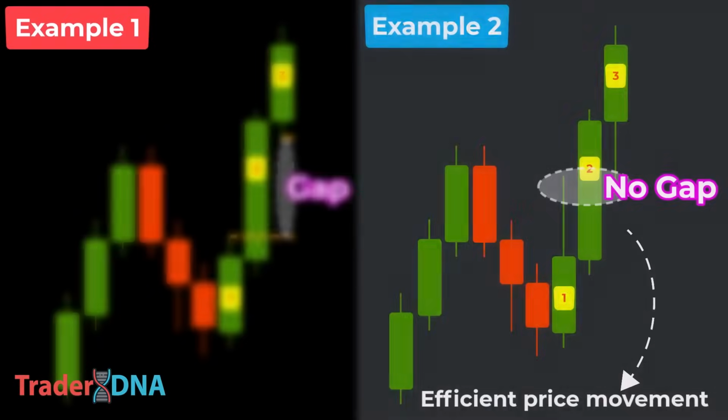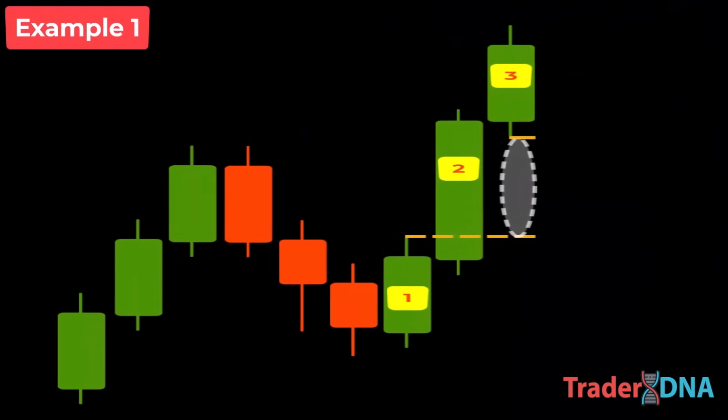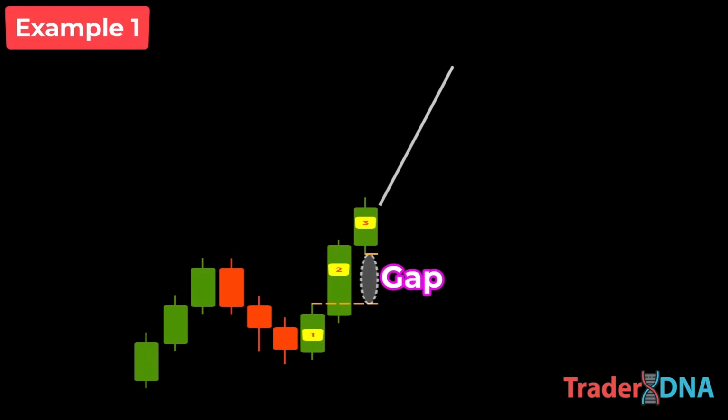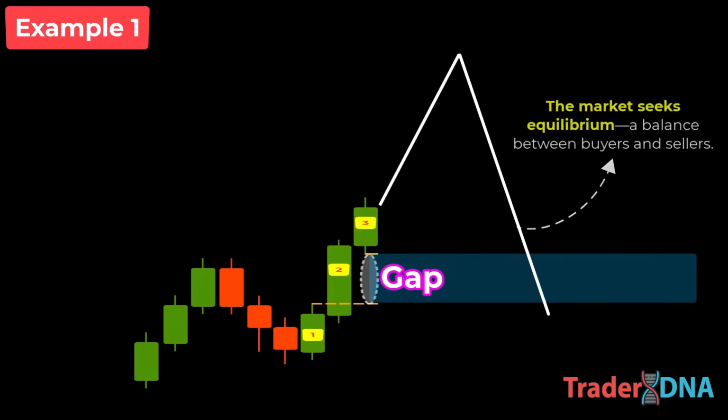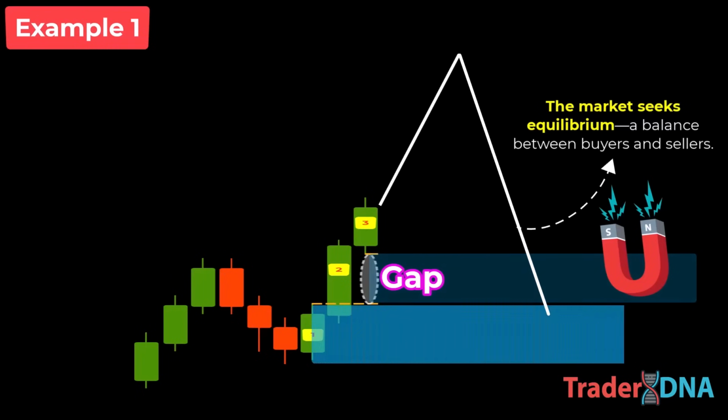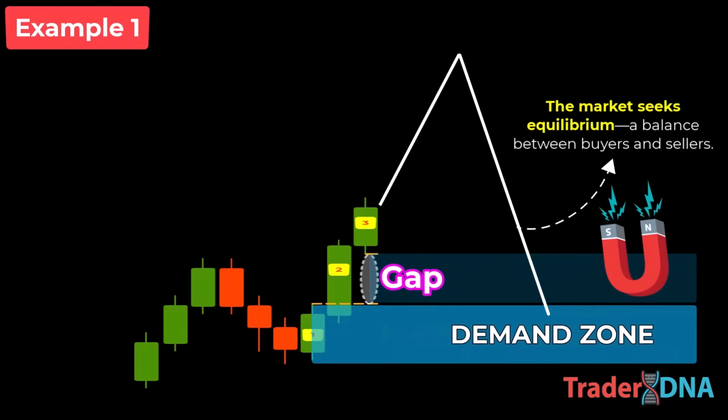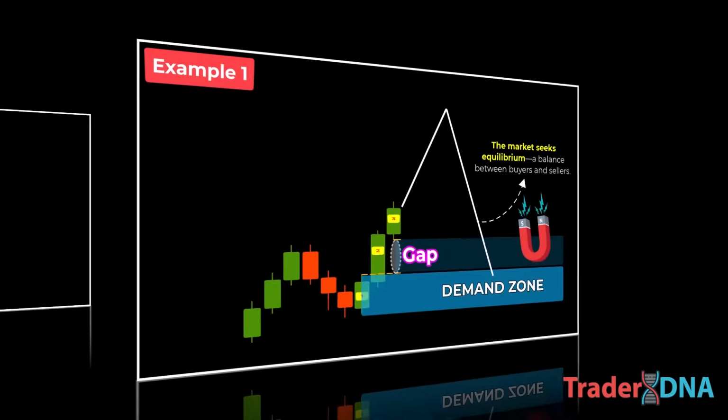But here's where it gets interesting and useful for us as traders. Whenever price leaves behind a fair value gap, it often comes back to that zone to fill the imbalance. Why? Because the market seeks equilibrium, a balance between buyers and sellers. These gap areas act like magnets, drawing price back in before continuing its move. This makes fair value gaps high probability zones for entries or exits. In smart money trading, we treat them as potential supply and demand zones, offering us excellent trading opportunities, but only if we know how to read them correctly.